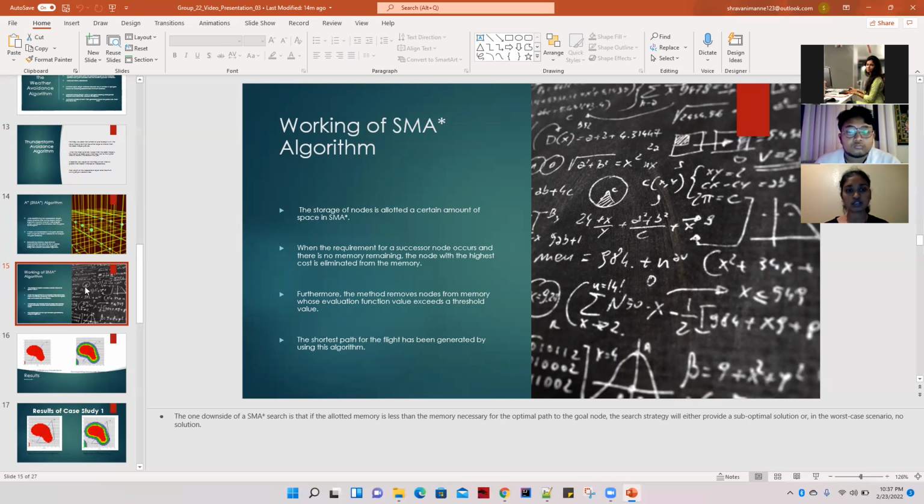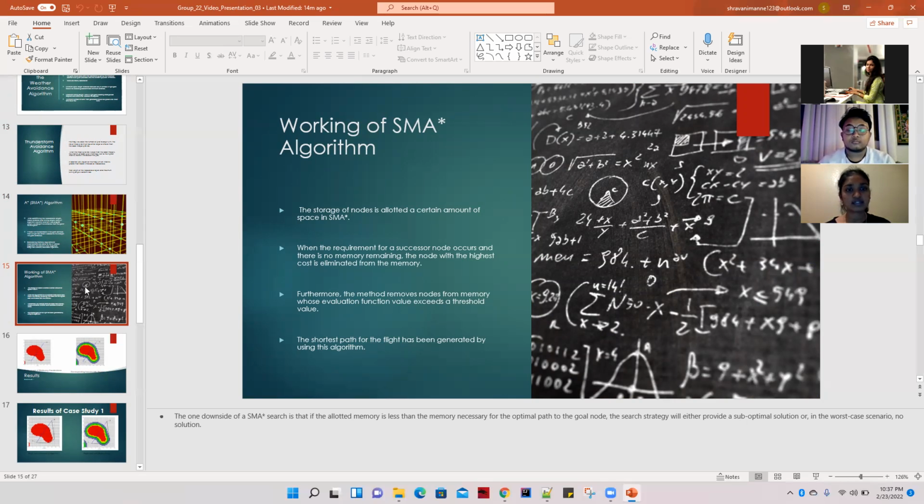The only drawback of this SMA search algorithm is if the allotted memory is less than the memory necessary for the optimal path, then the search strategy will either provide a suboptimal solution, or in the worst case scenario, it won't provide a solution at all.